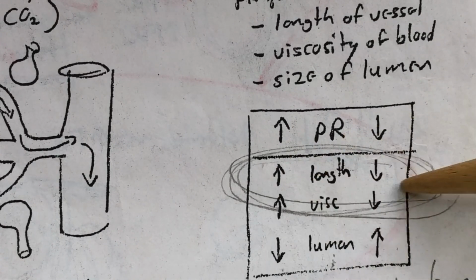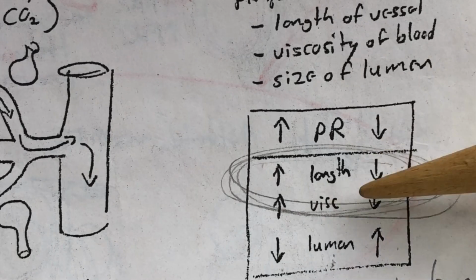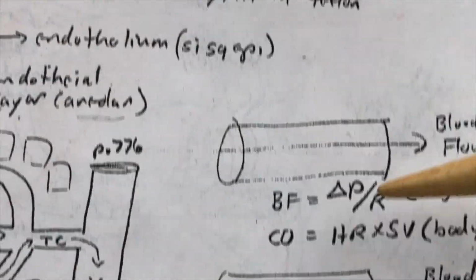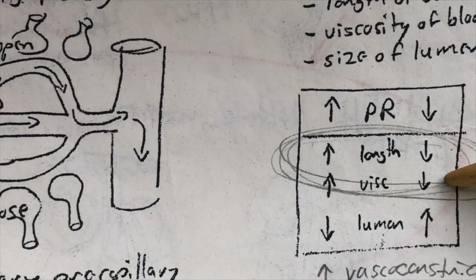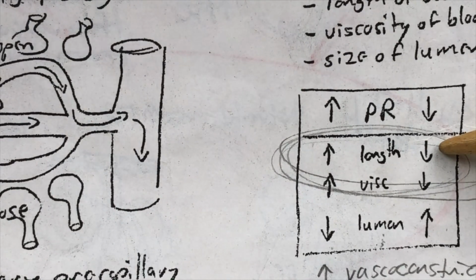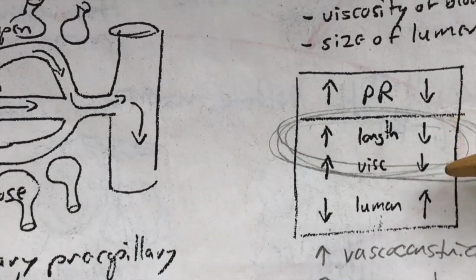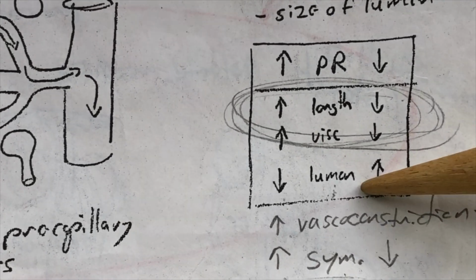Now, these things right here do have something to do with peripheral resistance. But changing these things is a matter of minutes, hours, days, weeks. To do something much quicker, it's easier to change the size of the lumen of the blood vessels.